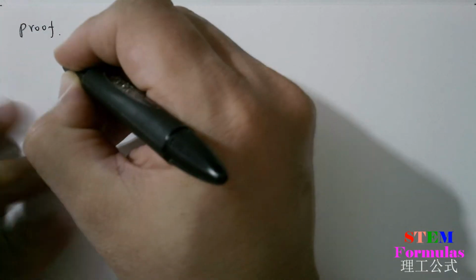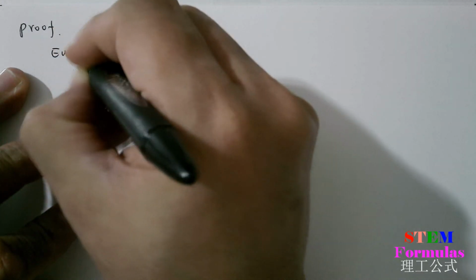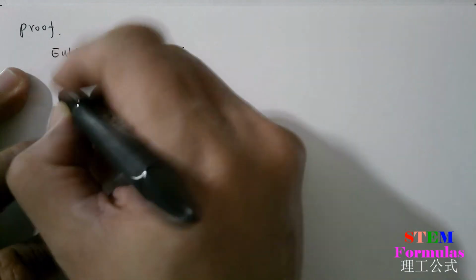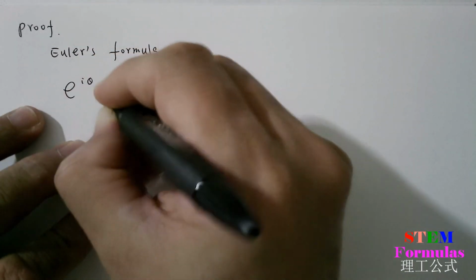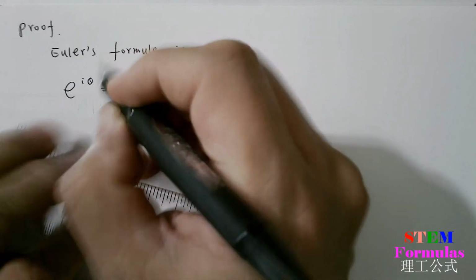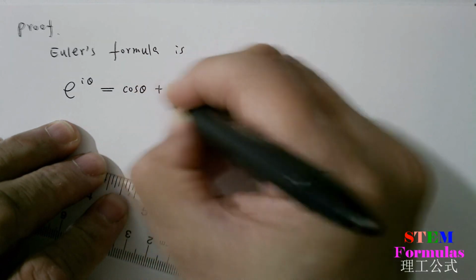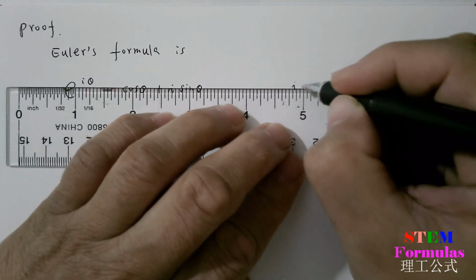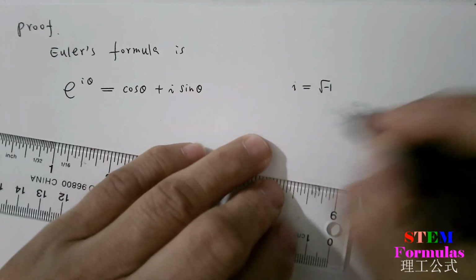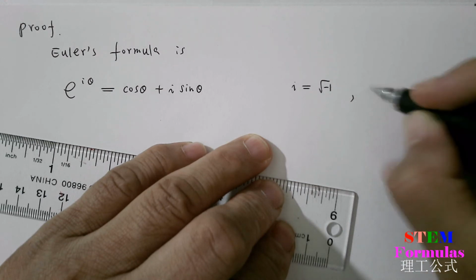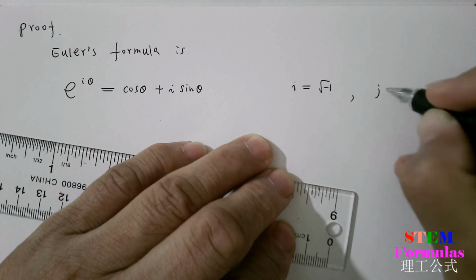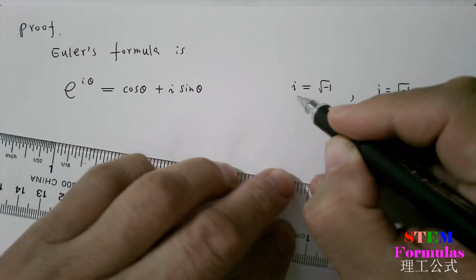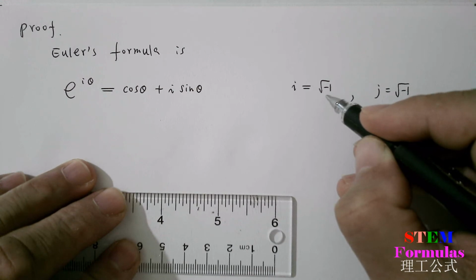Proof. Euler's formula is e to the I theta equals cosine theta plus I sine theta. I is defined as the square root of minus 1. But in engineering, they use j equal to the square root of minus 1. But in mathematics or physics, they use the notation I to stand for the imaginary unit.